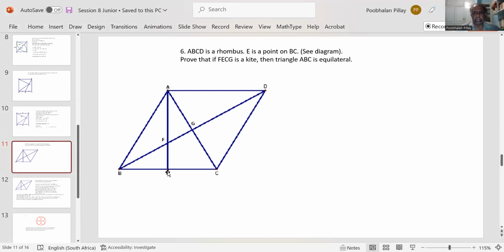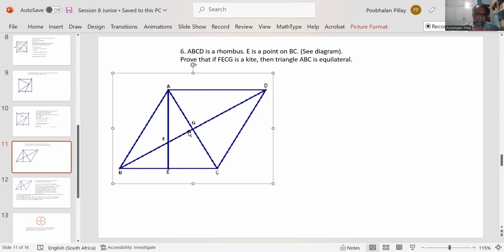E is a point on BC, and FECG is a kite. FECG, so this little thing here is a kite, and we want to prove that ABC is equilateral. So now we are given that FEGC is a kite, and we are required to prove, let's just write that down as given.